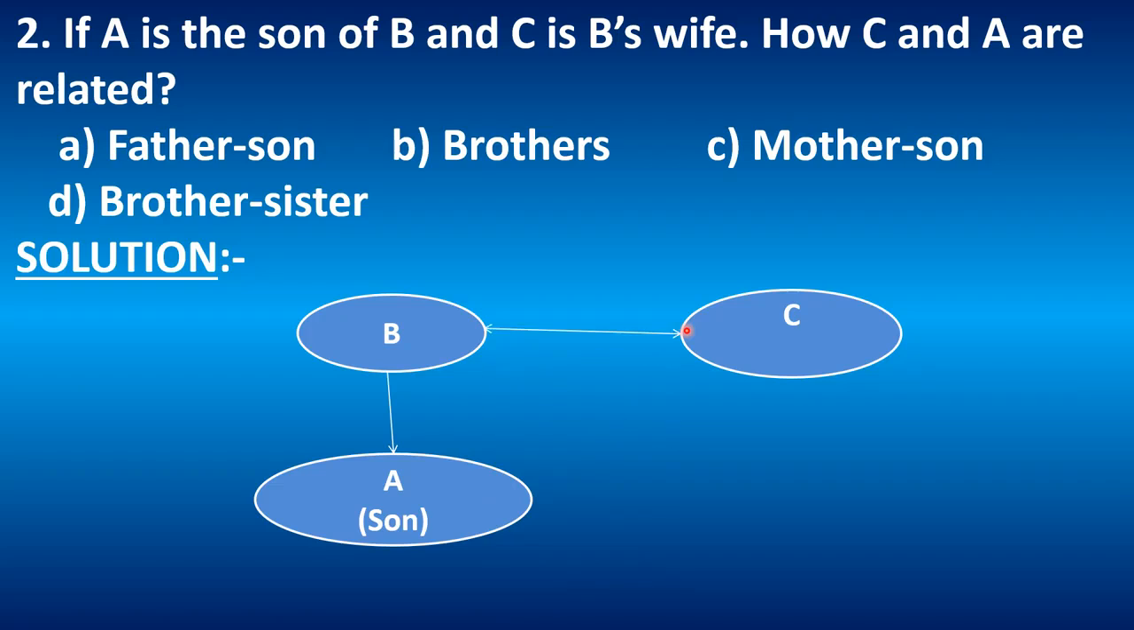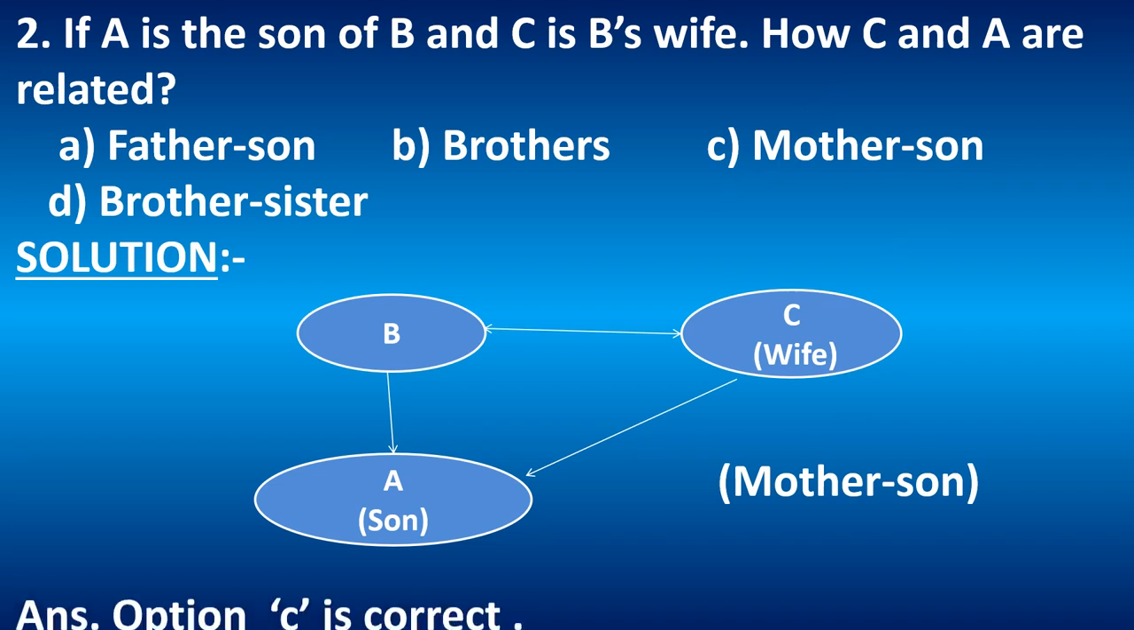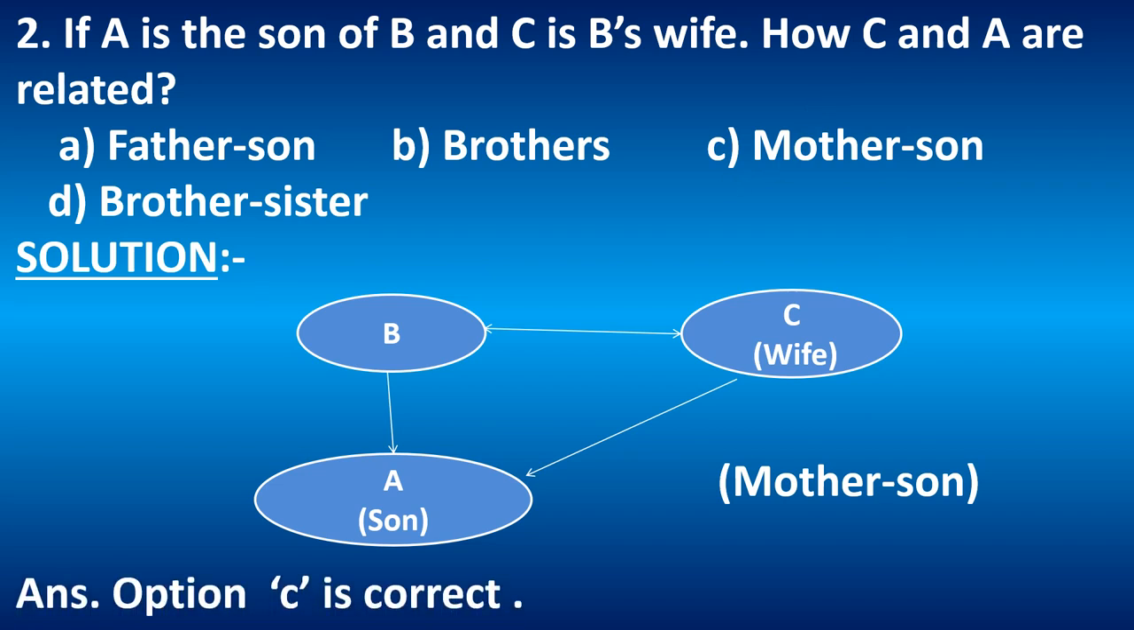Okay. And what is the relationship between B and C? That C is the wife of B. So now what we have to find out? We have to find out how C and A are related. So there is a relationship between C and A, that is mother and son. Okay. So option C is correct. Understood, beta?